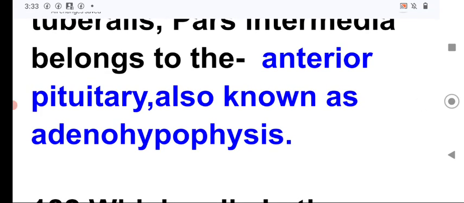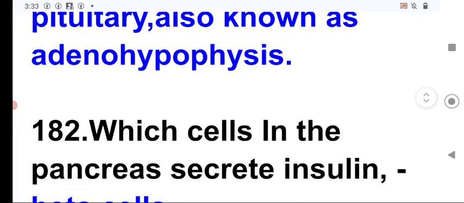We know there are two lobes of the pituitary gland. One is the anterior lobe, also known as adenohypophysis, and the other is the posterior lobe, also known as neurohypophysis. Neurohypophysis does not produce any hormone, but it stores two hormones, oxytocin and ADH. The hypothalamus produces these two hormones, which are stored in the neurohypophysis and released when demanded.